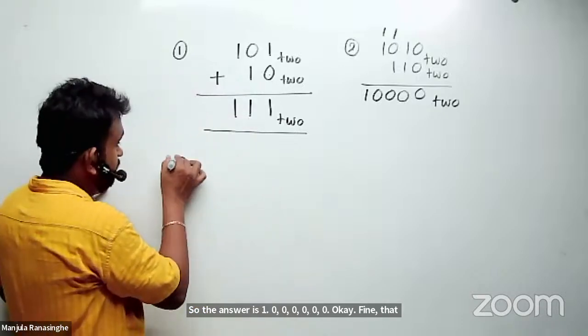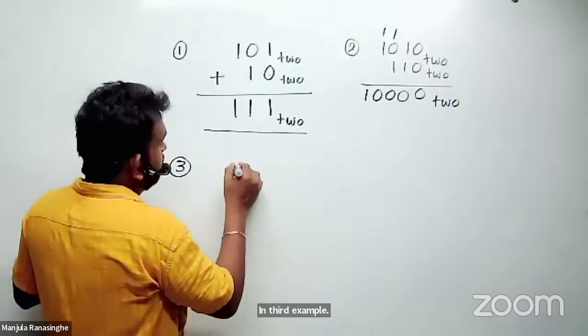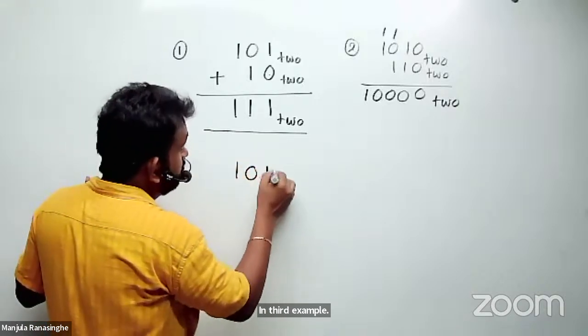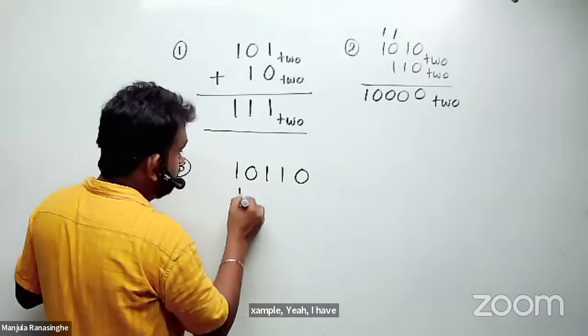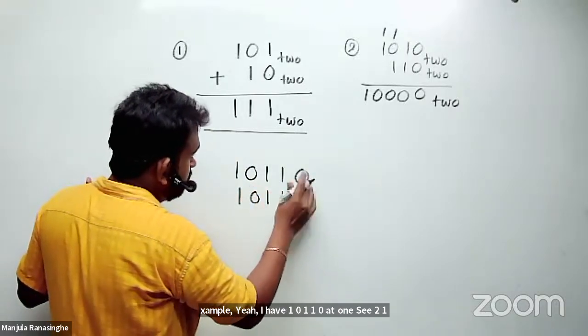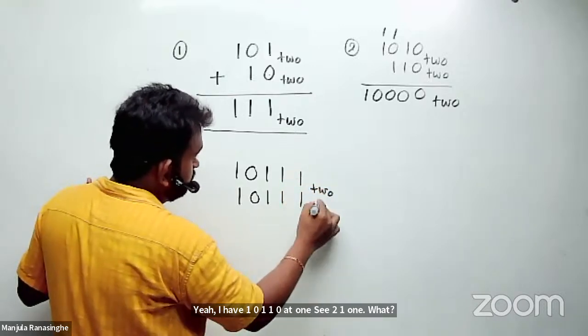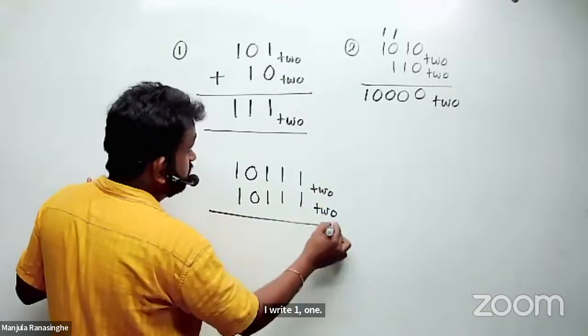Then the third example. Don't write yet. Here I have 1, 0, 1, 1, 0, add 1, 0, 1, 1, 1. I will write 1, 1, base 2. Addition now.